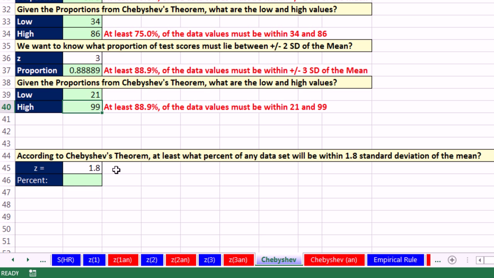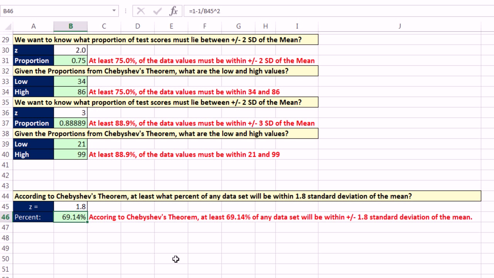Percent given 1.8 standard deviations equals 1 minus 1 divided by number of standard deviations, caret 2. So boom, there's our statement. According to Chebyshev's theorem, at least 1 minus 1 over 1.8 squared, or about 69% of any data set will be within plus or minus 1.8 standard deviations of the mean.